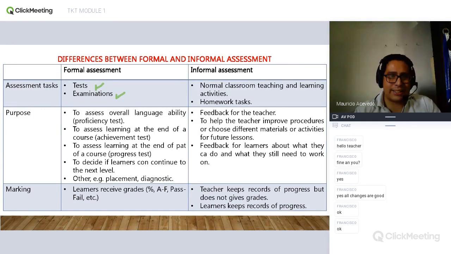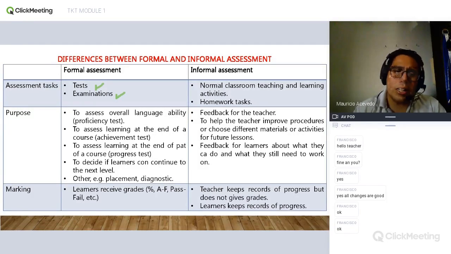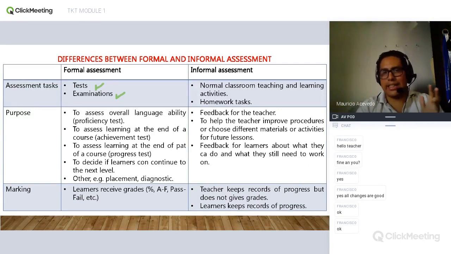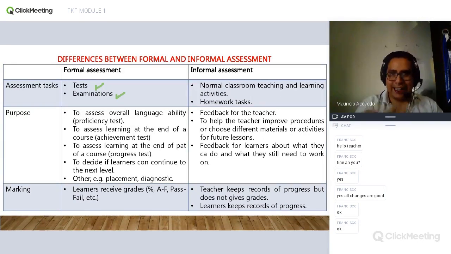Okay, informal assessment. What is this? Well, basically normal classroom teaching and learning activities or homework tasks. For example, you're going to have a homework and I'm going to sign it, or I'm going to put my seal on it. Or I'm going to check the homework. You just tick the student's homework. You know what I mean? This is very informal. Obviously, it's part of the evaluation, but it's not as formal as a test like this one, right?